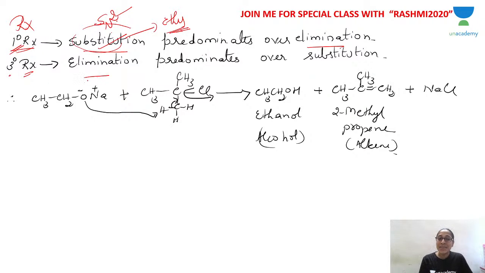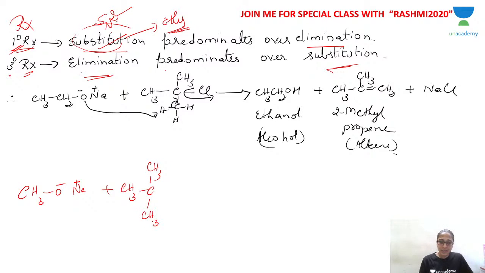If the alkyl halide is tertiary, elimination predominates over substitution. Elimination reaction predominates. See, for example, I will take a simple alkyl halide like this: ONa, with O minus and Na plus, ionic bond, plus CH3, CH3, Cl. So this is your tertiary alkyl halide. I have taken tertiary alkyl halide. This is your primary alkoxide.